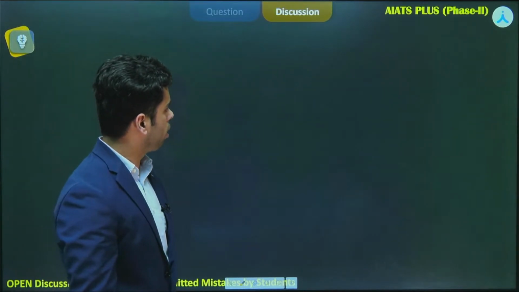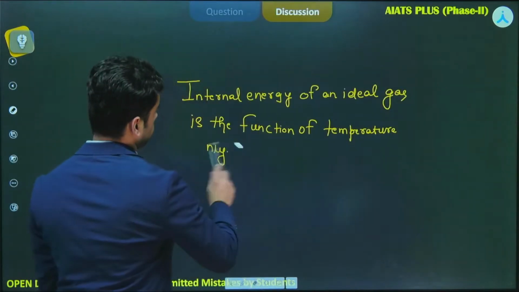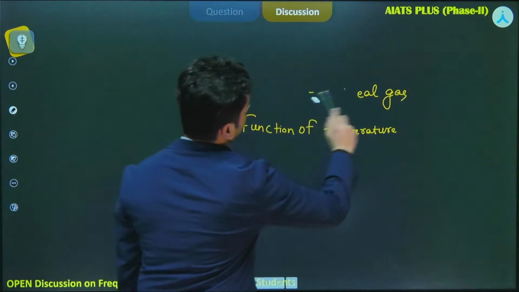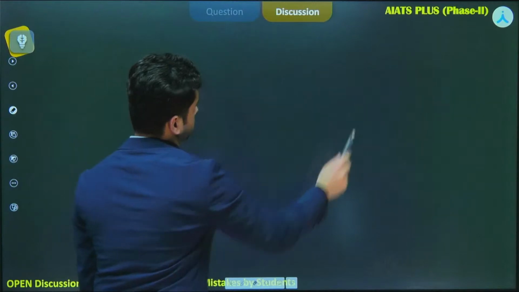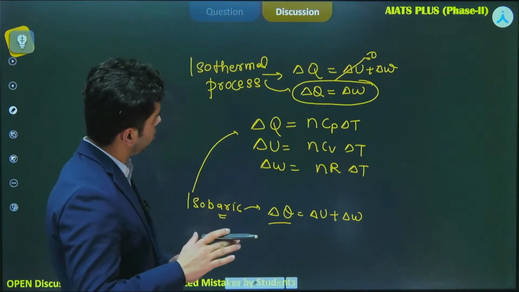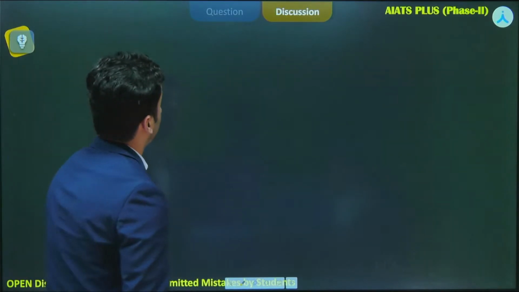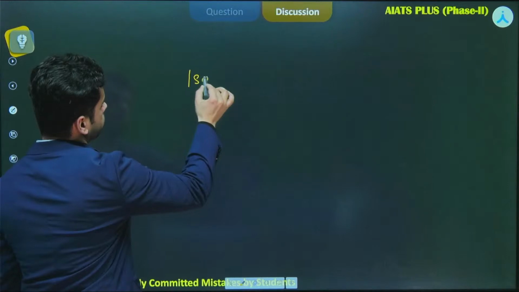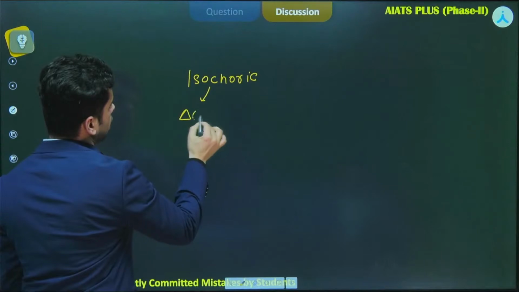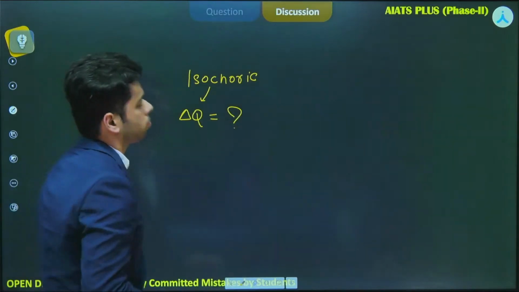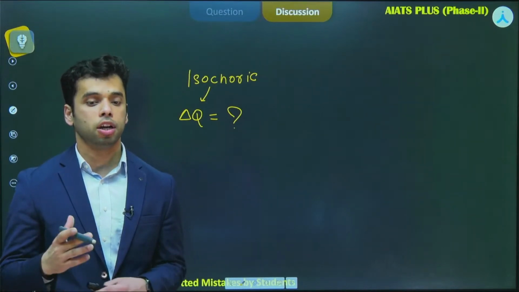And what else are we left with? So we discussed two processes: the isothermal and the isobaric. What about isochoric? Give me the expression for delta Q for the isochoric process.